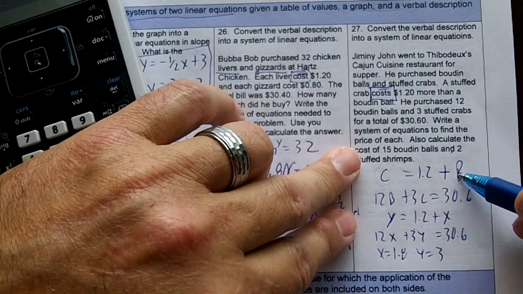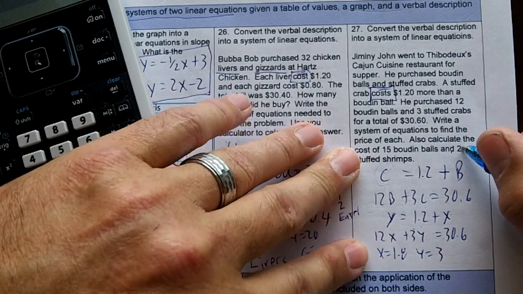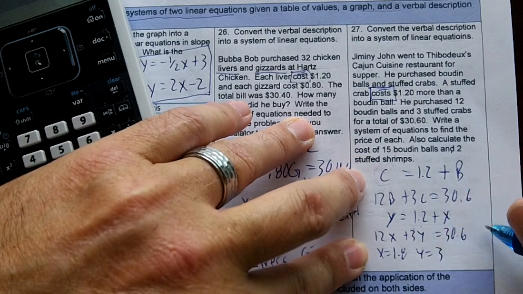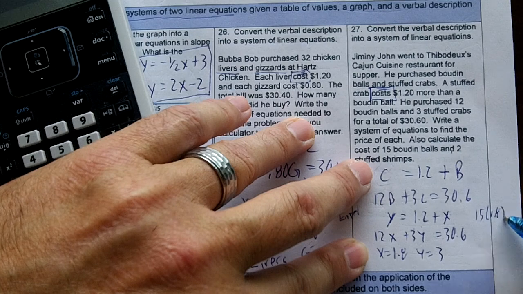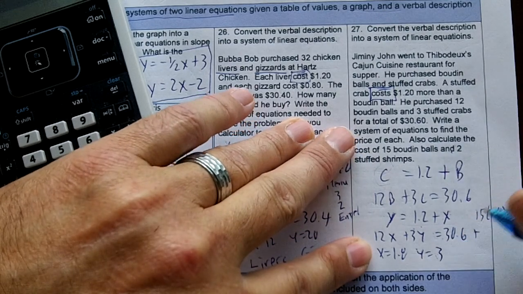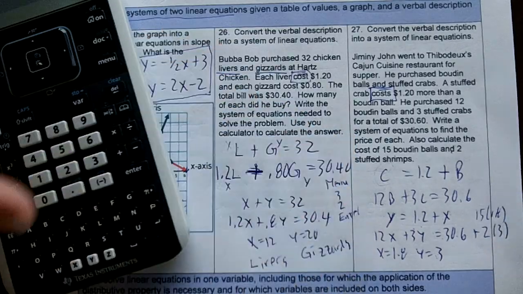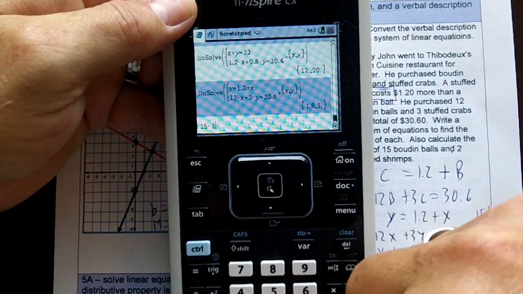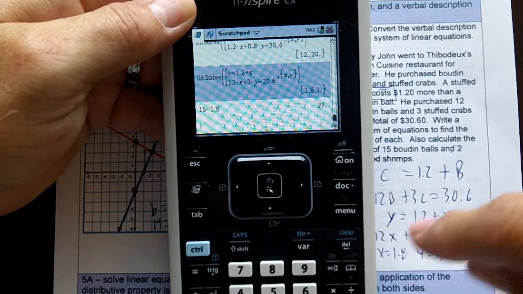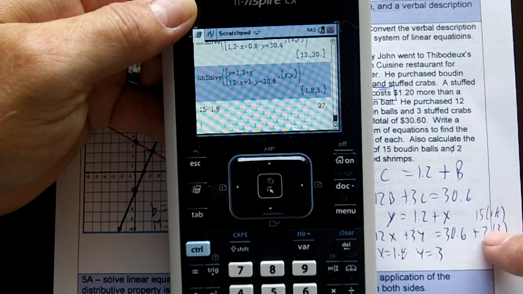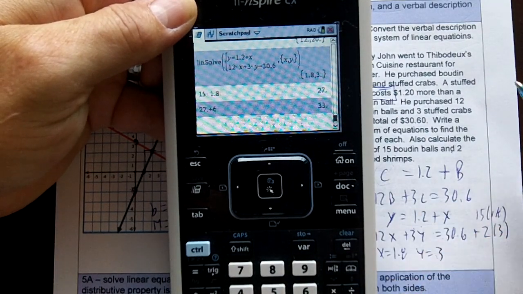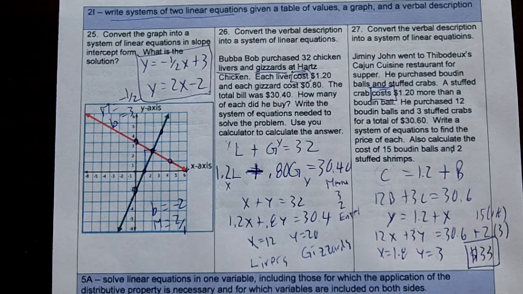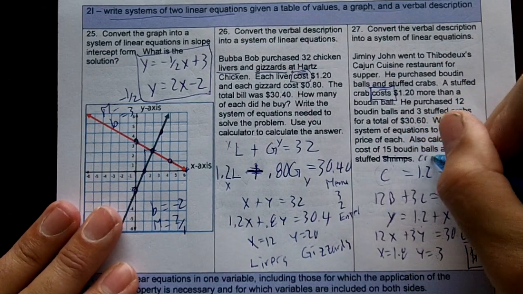So my x is my what? My boudin balls, and my y is my crabs. And I want to get 15 boudin balls. So that's going to be 15 times 1.8 plus, and I'm going to get 2 stuffed crabs. The crabs are $3, 2 times 3. So 15 times 1.8 is $27, plus 2 times 3, which is 6. The new price will be $33 for the 15 boudin balls and 2 stuffed crabs. Or this should be crabs right here. He didn't change his mind.